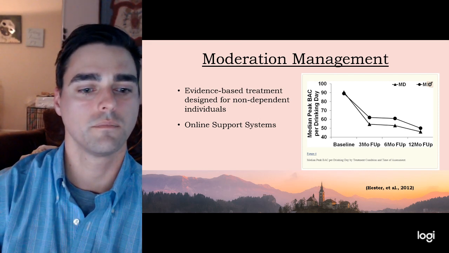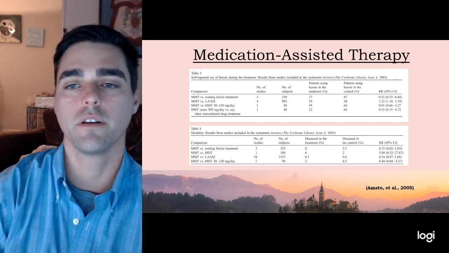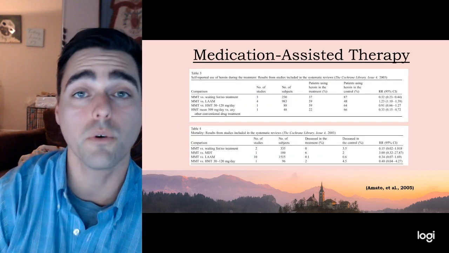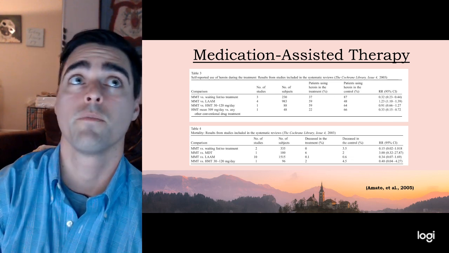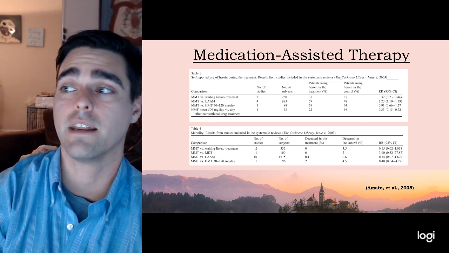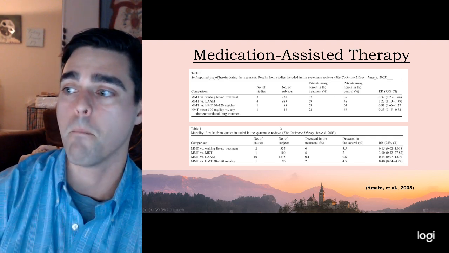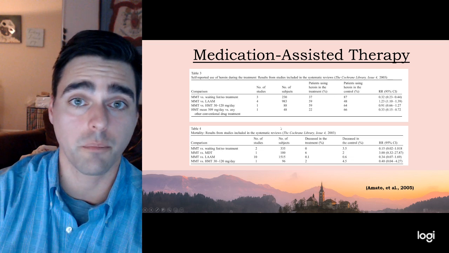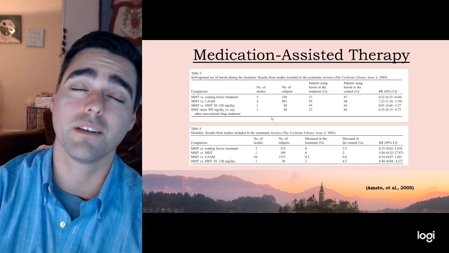How did I do this? There we go. So another thing to think about with opioid use is medication-assisted therapy. These are things like Suboxone, things like methadone, stuff like that. And the literature is very clear here as well. Medication-assisted therapy can be effective. It typically is not.